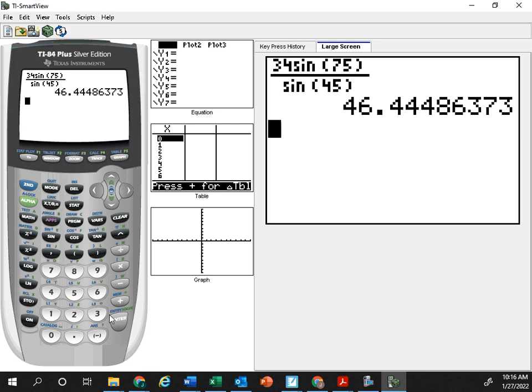Anybody else calculator troubles? Being off by a little is calculator troubles too. So if you're off close, that's not good.